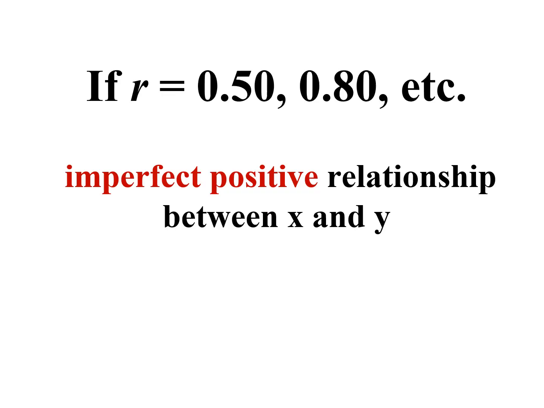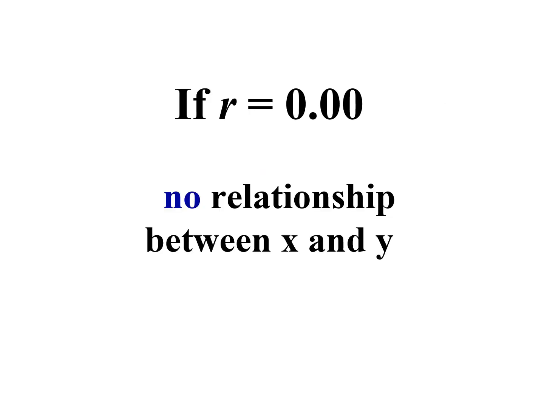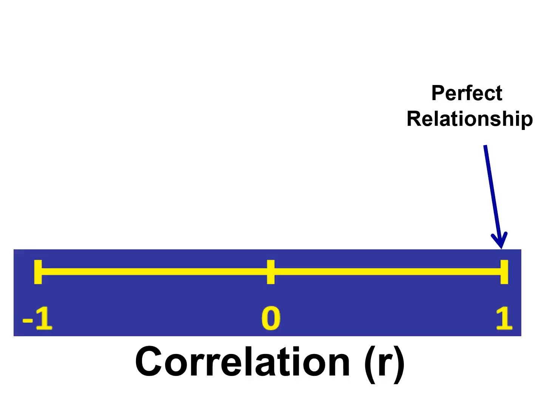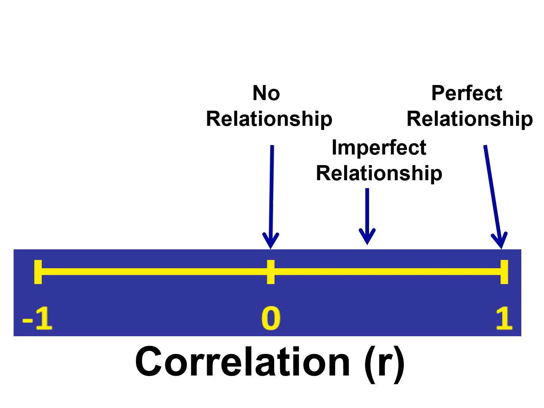If the correlation is 0.50, 0.80, or any other positive value that is less than 1, we say that there is an imperfect positive relationship between x and y. And if r equals 0, we say that there is no relationship between x and y. So, to sum up, if the correlation is 1, we say that there is a perfect relationship between x and y. If the correlation is 0, we say that there is no relationship. And if the correlation lies anywhere between 0 and 1, we say that there is an imperfect relationship.